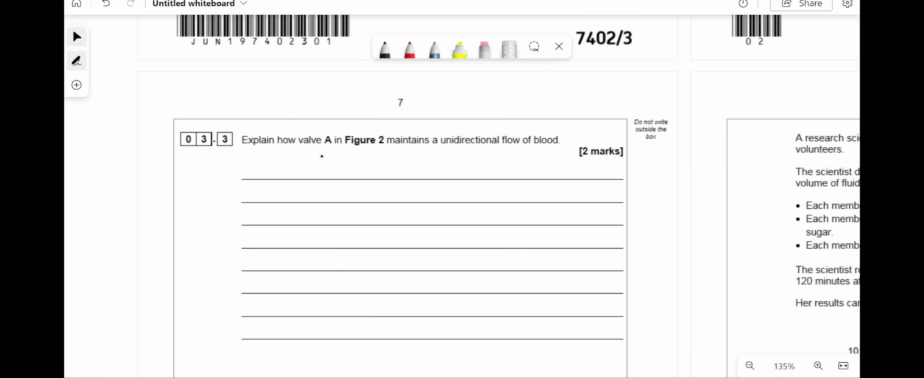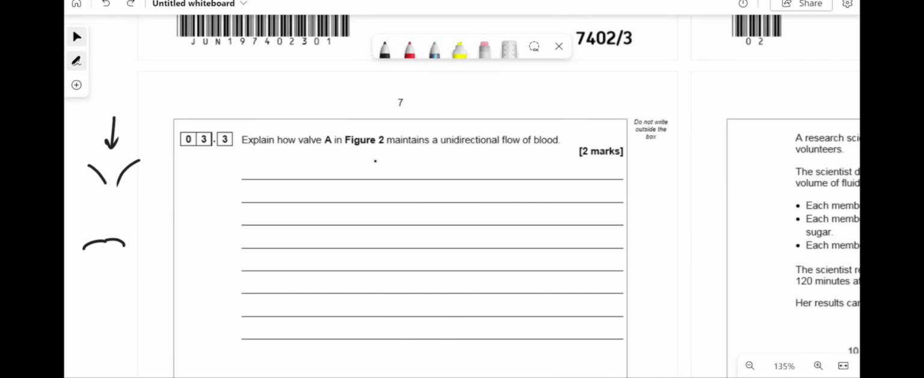Okay, so it says explain how valve A in figure 2 maintains unidirectional blood flow. Valves generally work like this: the pressure behind them has to be higher than in front of them. If the pressure is higher, it shoves the valve open and blood is ready to go. If the pressure isn't as high, the valve stays shut. If the pressure after the valve is higher than before, it stays shut. So you need to make sure the pressure is high enough for that to be the case.